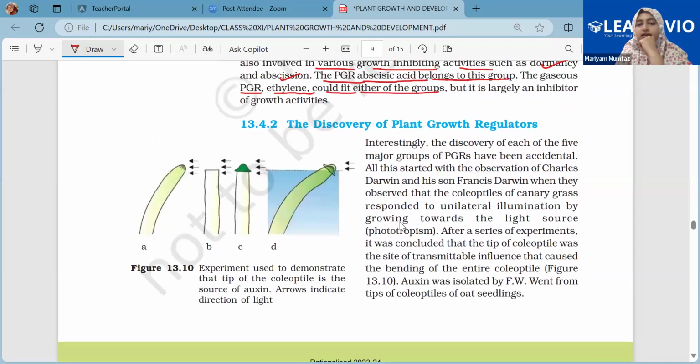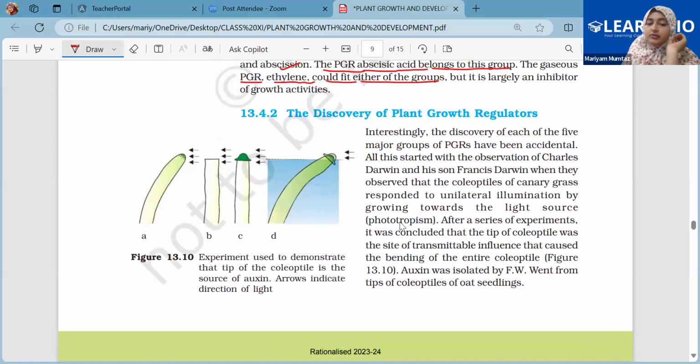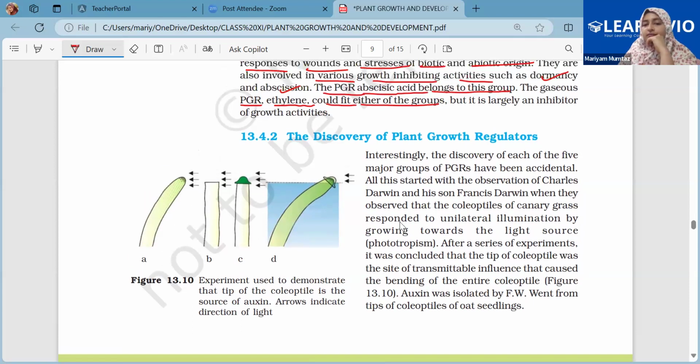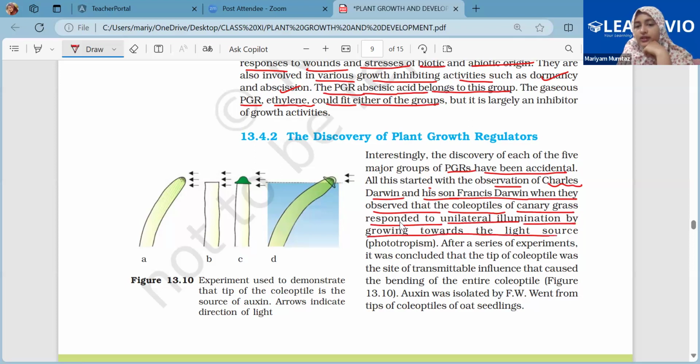Now talking about the discovery of the plant growth regulators. This one is the most important, this coleoptile example. The discovery of each of the major groups of PGR has been accidental. All this started with the observation of Charles Darwin and his son Francis Darwin, when they observed that the coleoptiles of canary grass responded to unilateral illumination by growing towards the light. For example, if this is the grass, and now when the light was provided from one side, the grass actually bent towards the light. So they studied this. This mechanism is known as phototropism.